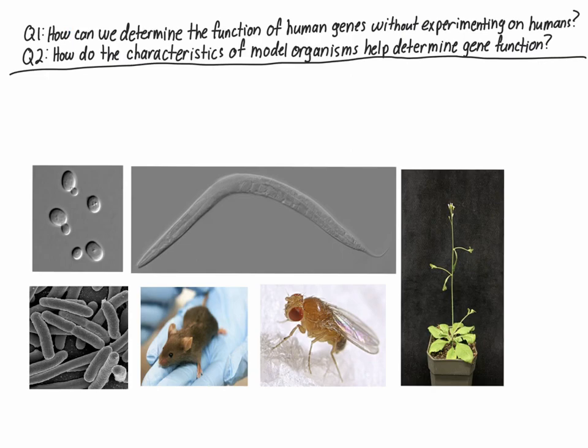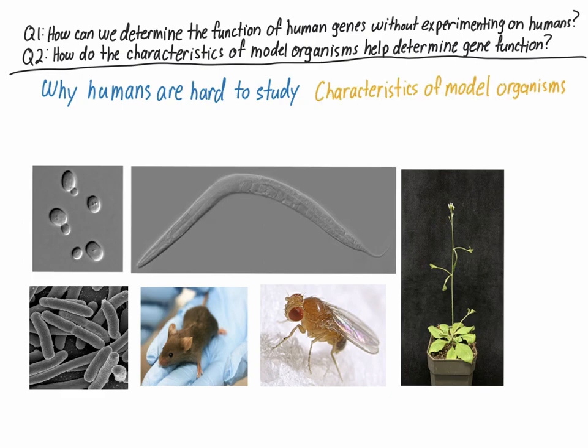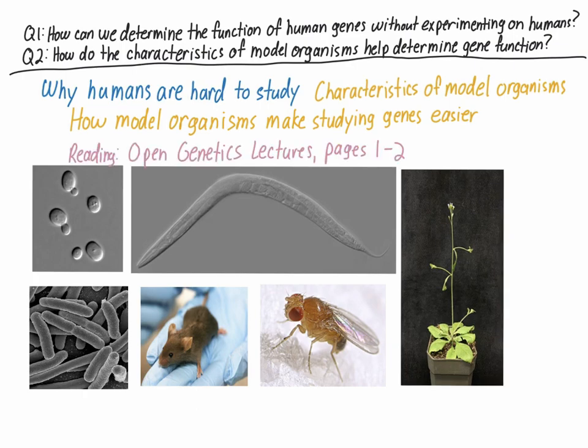Well, there you have it. We've gone over why humans are hard to study, and the characteristics of model organisms, and how they make studying genes easier. Remember to check out the reading for more about each of the model organisms we discussed. Okay, so at this point you should be able to explain how working with model organisms allows us to efficiently determine the function of genes.